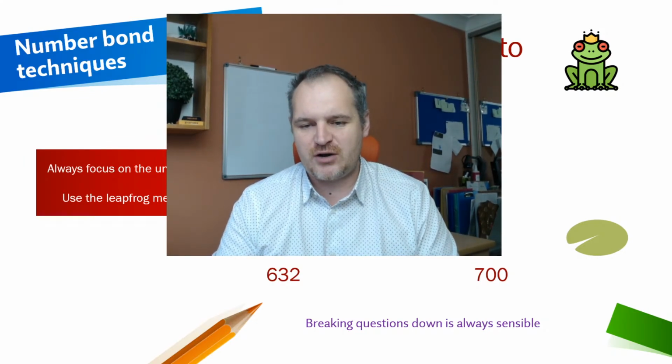Now, for some reason, there's a 700 and a lily pad missing, and there's a 700 floating. I don't know why that's happened, but hopefully things will appear in a minute.